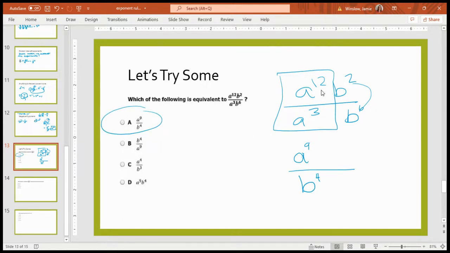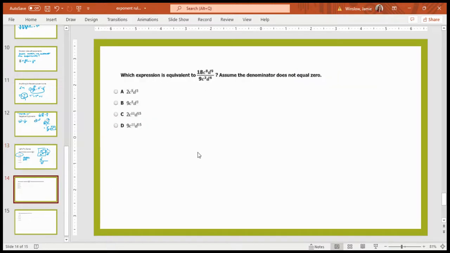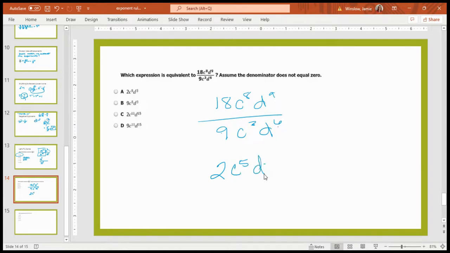If you forgot the rules, you could always expand this out. You could write 12 A's and 3 A's, and you could cross them out and see how many are left. You can always do that. Here's another one. I love these. They're fun, like little puzzles. We're going to line up our bases. 18 over 9, that's 2 on top, right? 8 minus 3, that's 5 on top. And 9 minus 6, that's 3 left on top because 9 minus 6 is 3. So this matches A. A again.